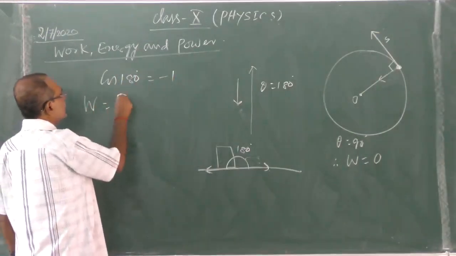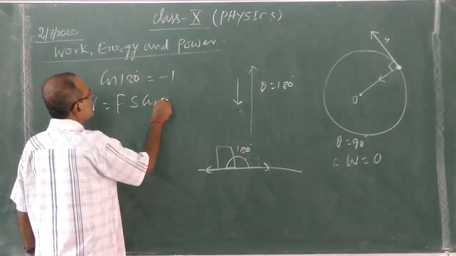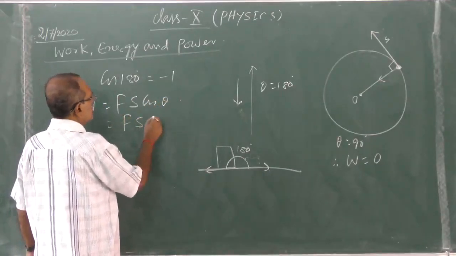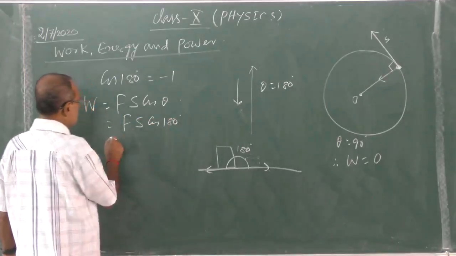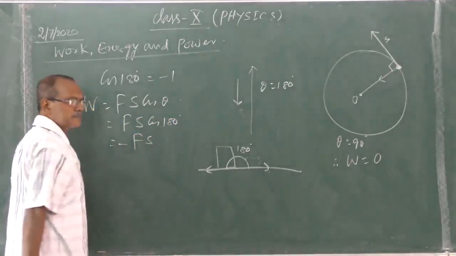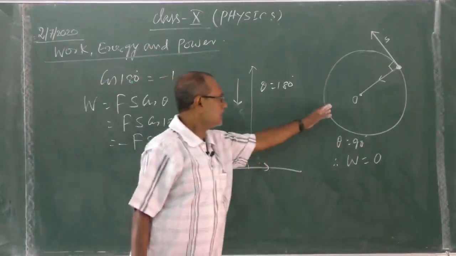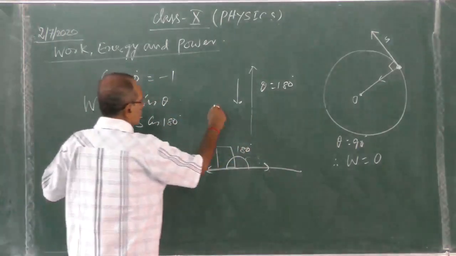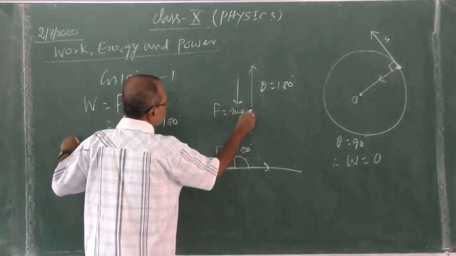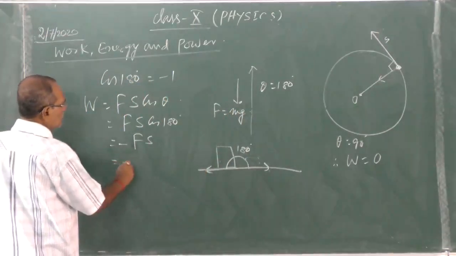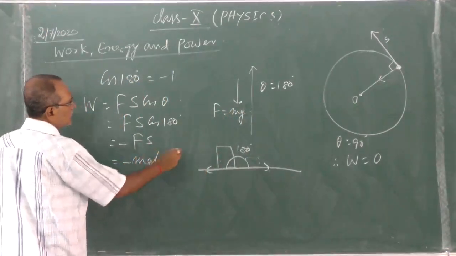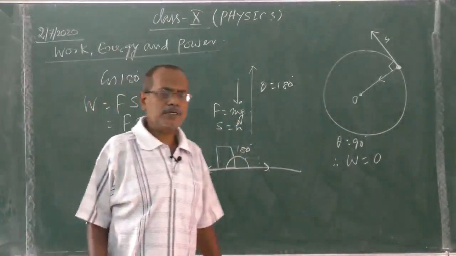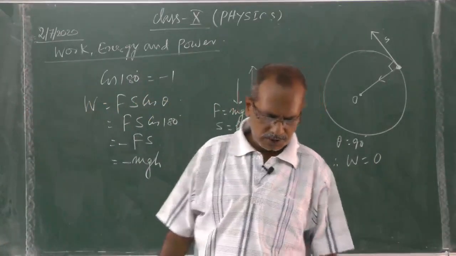The formula is work done is equal to Fs cos theta. That is Fs cos 180 degree. That is equal to -Fs. For this case, F is equal to how much? F equal to mg. So put the value. So this will be mg, and S equal to how much? h. So negative work done, you will go through your book, then it will be more clear to you.